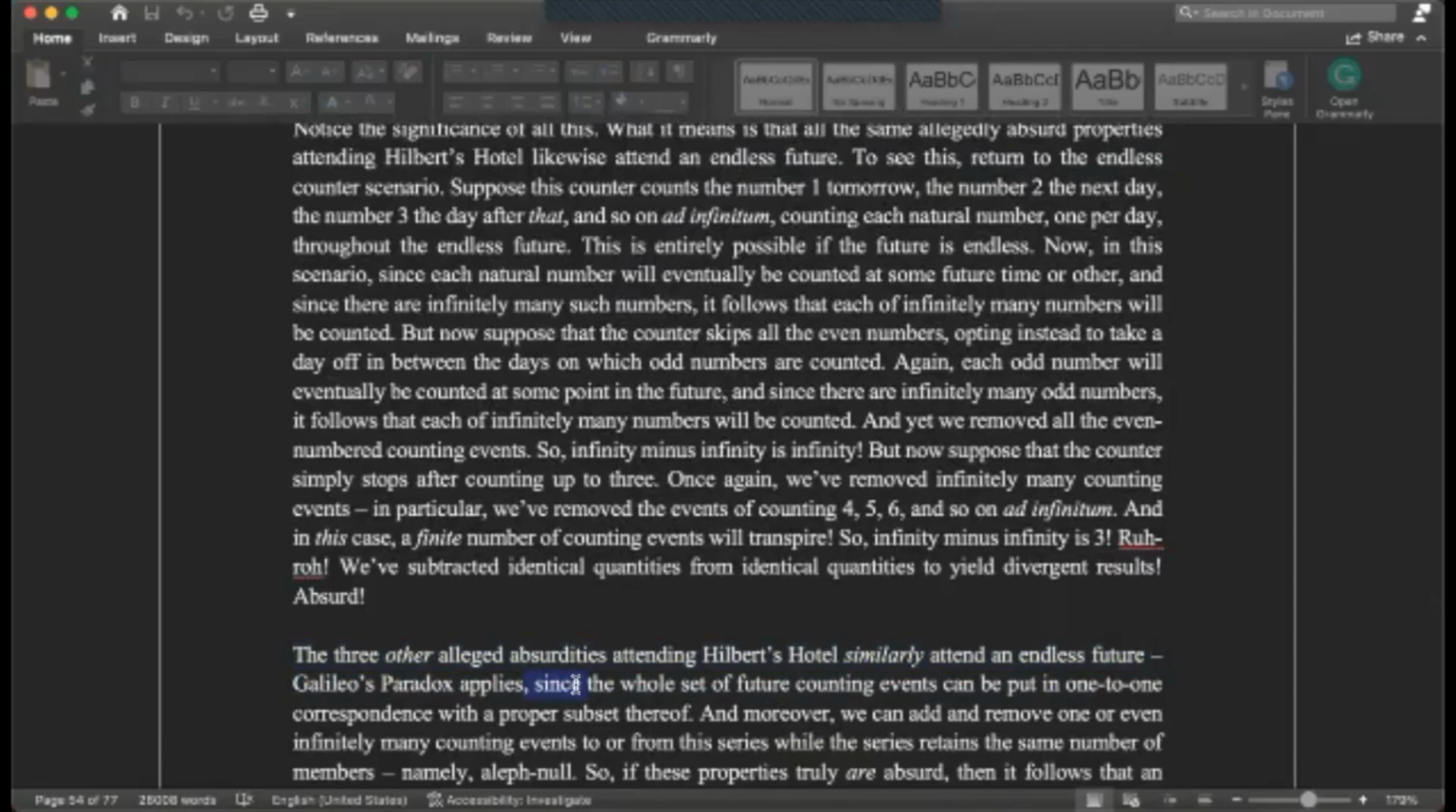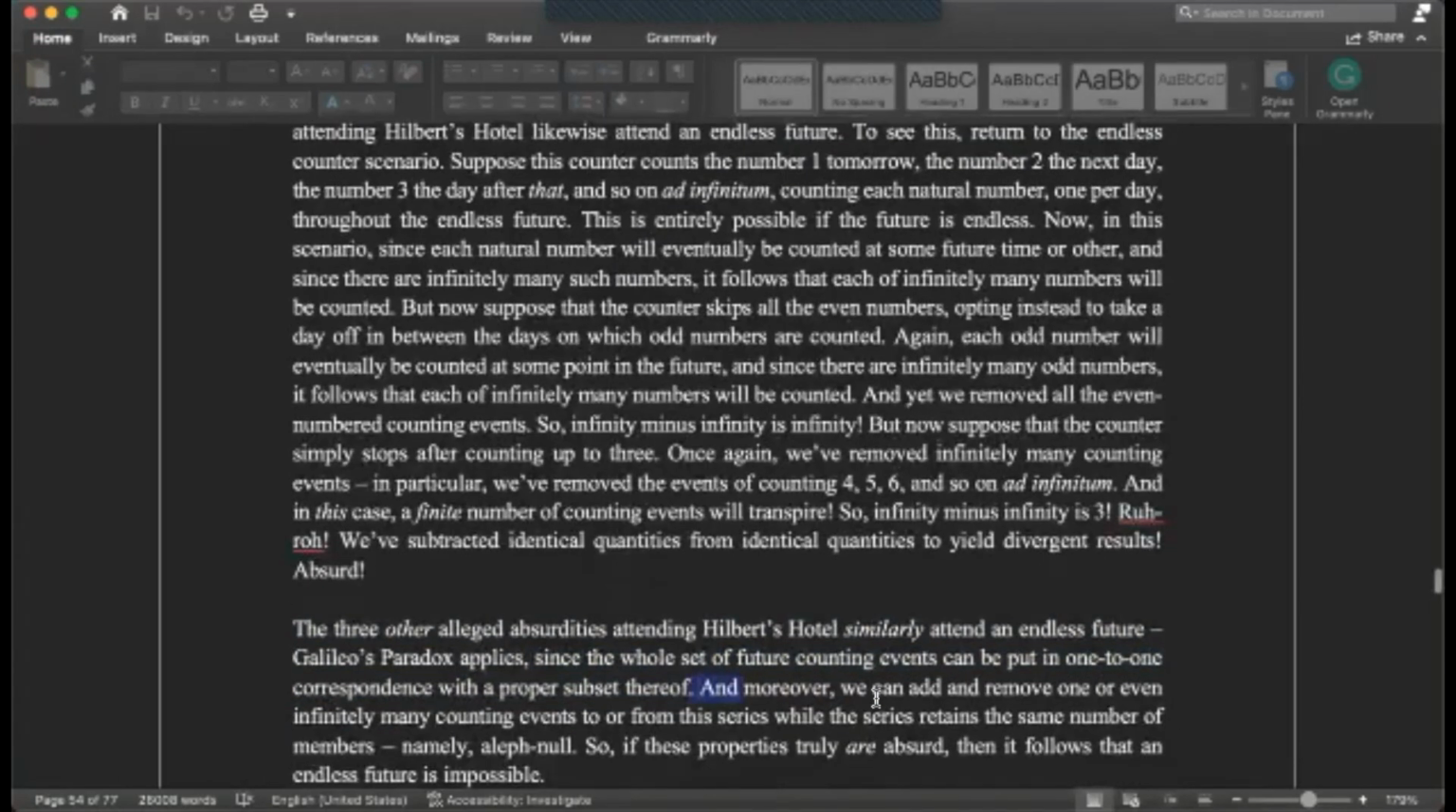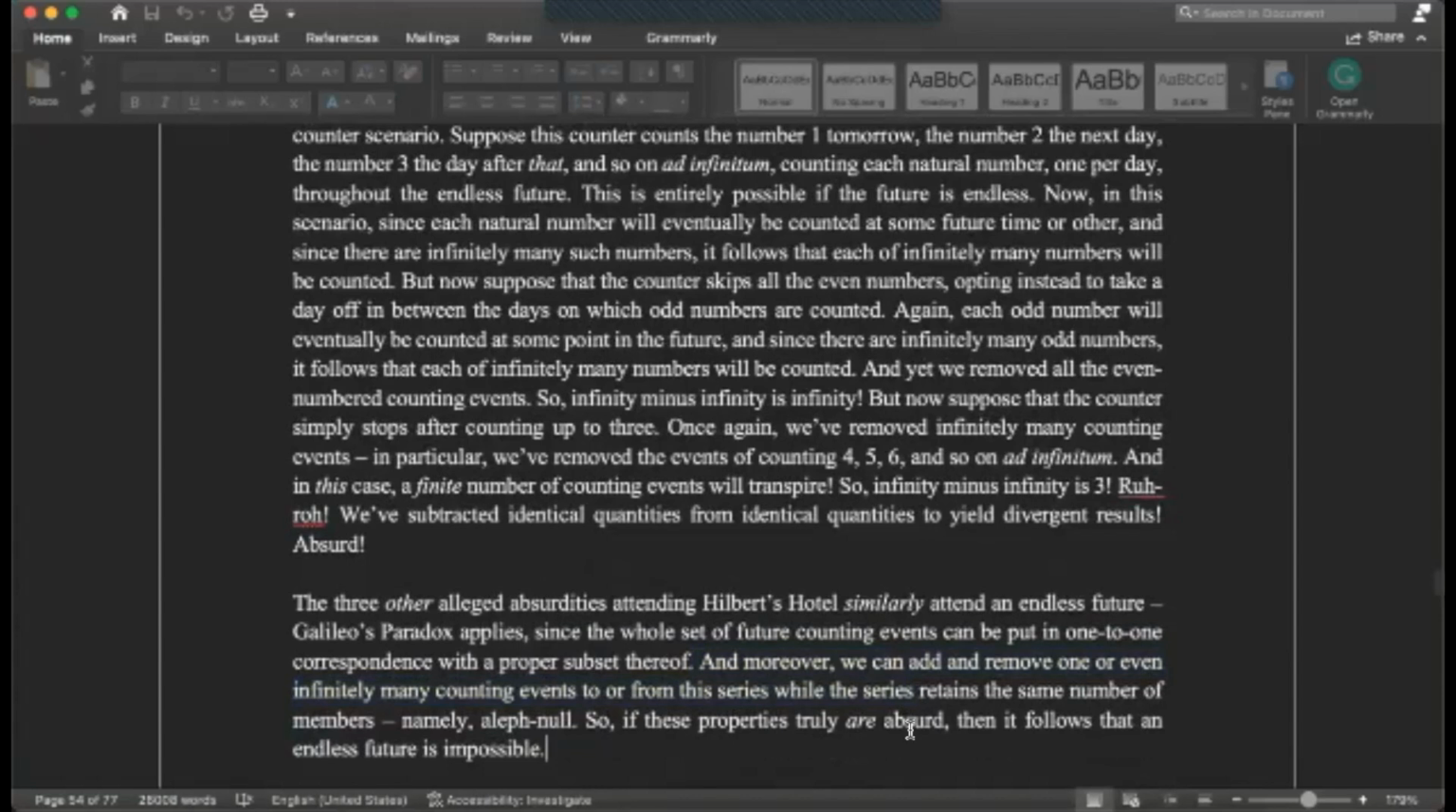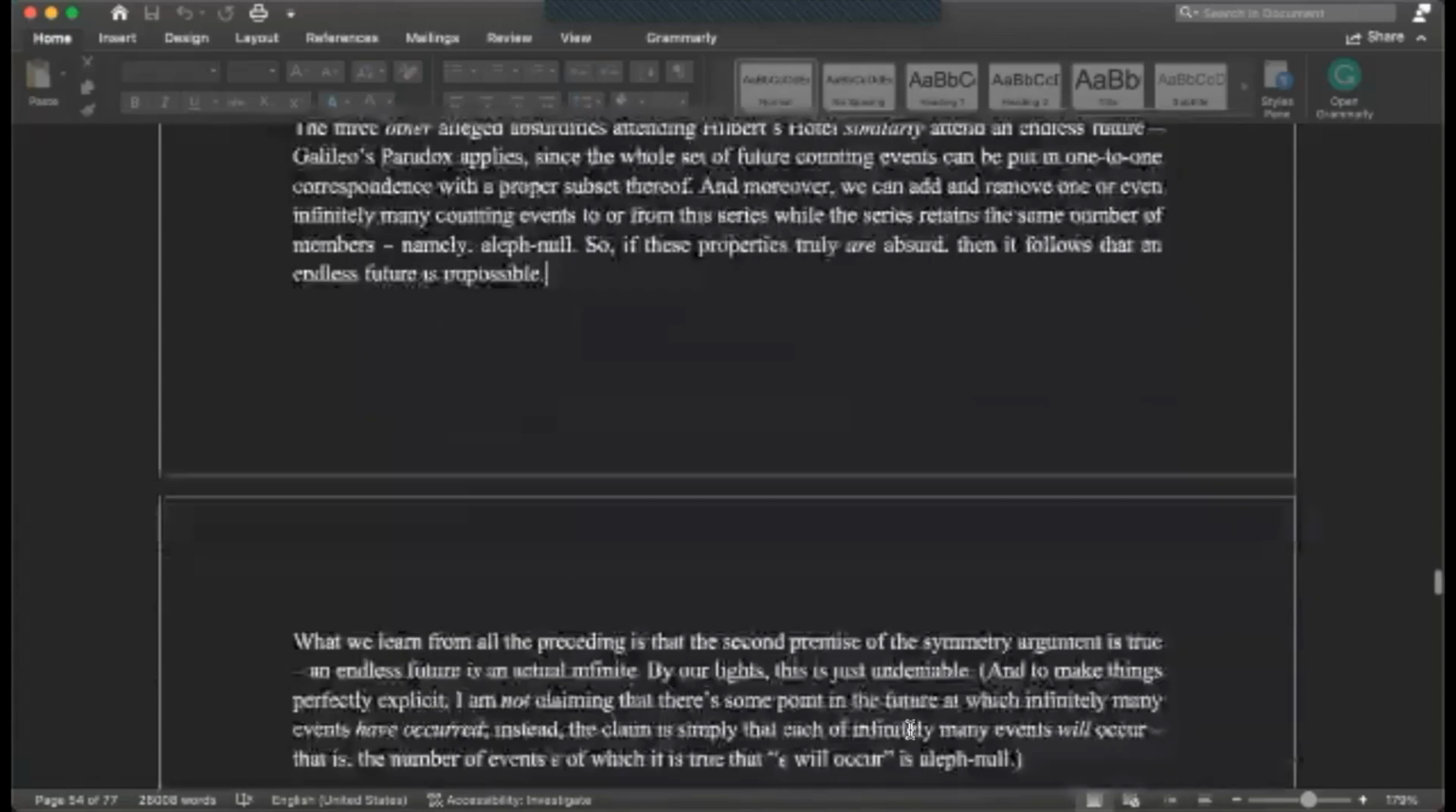Other alleged absurdities attending Hilbert's hotel similarly attend an endless future. Galileo's paradox applies, since the whole set of future counting events can be put in one-to-one correspondence with a proper subset thereof. The whole set of future counting events involving counting each of the natural numbers can be put in one-to-one correspondence with the set of future counting events which is just counting the even natural numbers. So there's a one-to-one correspondence between a whole set and one of its proper parts. And moreover, we can add and remove one or even infinitely many counting events to or from this series while the series retains the same number of members, namely Aleph null. So if these properties truly are absurd, then it follows that an endless future is impossible.